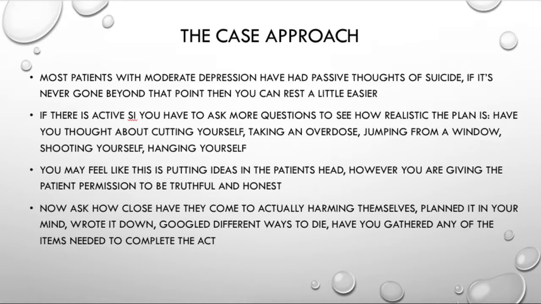Now ask, how close have you actually come to harming yourself? So have you planned it in your mind? Have you wrote it down? Have you Googled different ways to die? And have you gathered any of the items needed to complete the act? So again, this is assessing how far they've gotten with the plan. So have they simply planned and plotted it out, wrote it down on a piece of paper, or looked at it on the internet? Or have they actually gathered up all the items? Like I said, have they bought a gun, made a noose? Have they gotten all their pills and medications together, etc.?